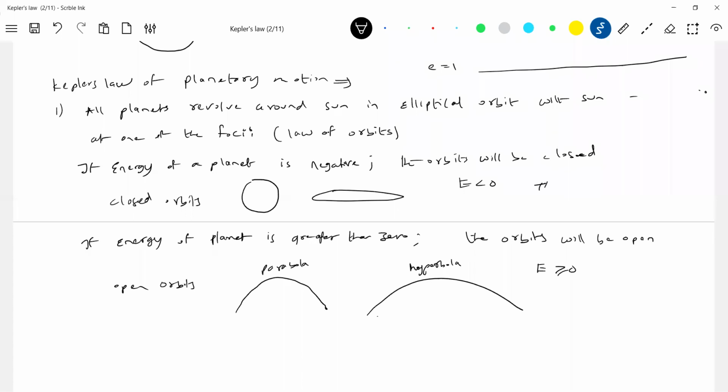Here what will happen? The motion of the planet will not be periodic.